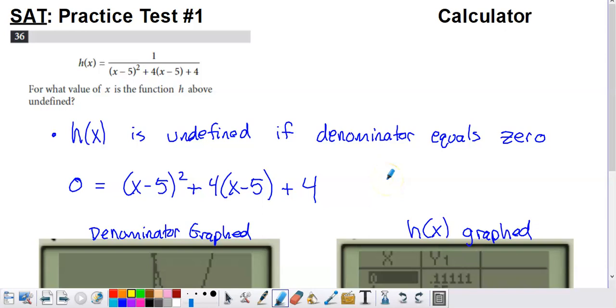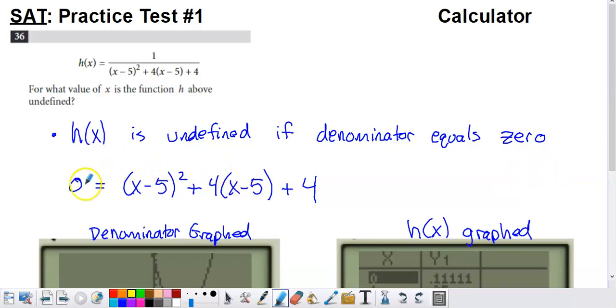So here's another practice SAT problem, a grid-in problem from a calculator section. They give us this crazy function here, and they say, for what value of x is this function undefined? So hopefully it triggers for you right away that a function is undefined if you're trying to divide by 0. So when this denominator is 0, this function is undefined. And so that's the little note that I have written right here.